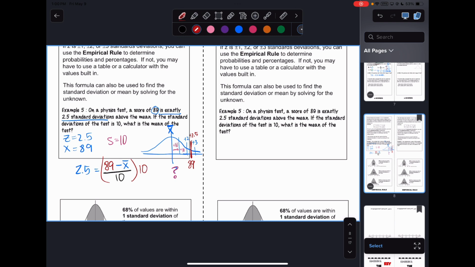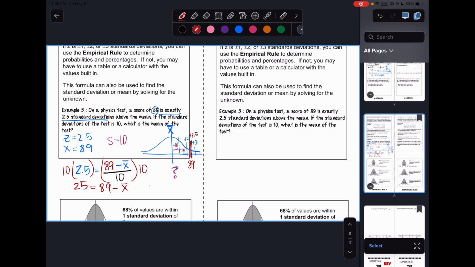25. Hey, didn't we just talk about 25 just a second ago? How do we use that term 25 in this context? We subtract it from 89. Yeah, because it's 2.5 standard deviations away. 2.5 of 10 is going to be 25. So there it is. So it's 25 equals 89 minus the mean.